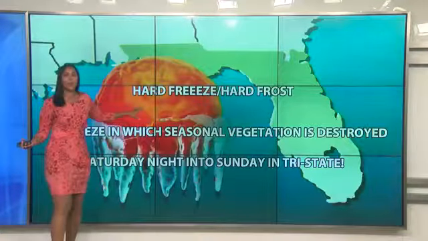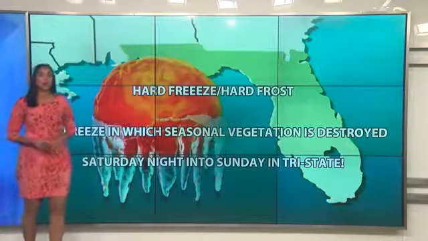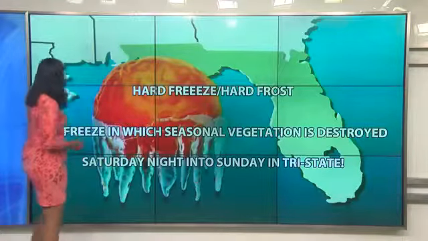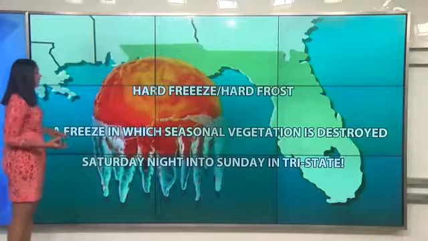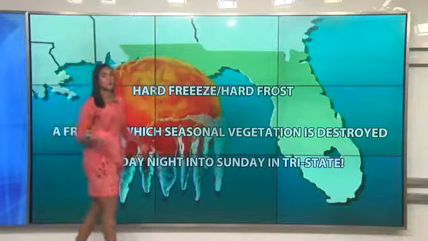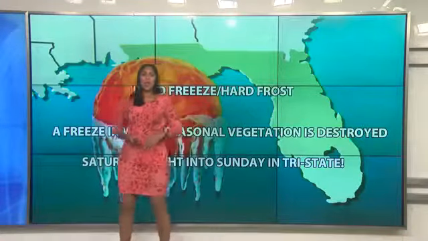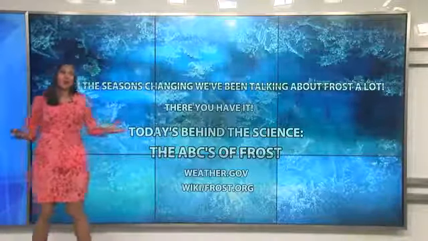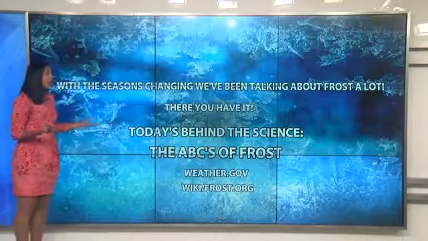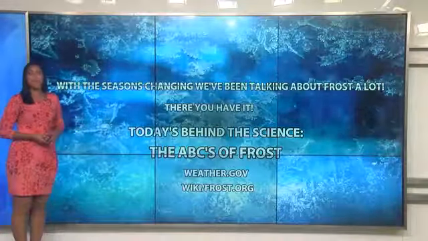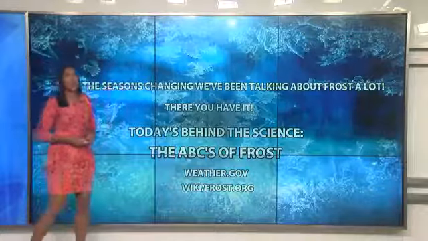And of course, we've been throwing this term around a lot, the hard freeze, the hard frost. That's a freeze in which seasonal vegetation is destroyed, and that's what we can see. We can see those temperatures at or below freezing your Saturday night into Sunday around the tri-state area. So we've been talking about it a lot. There you have it. That's the ABCs of frost for this morning's Behind the Science.